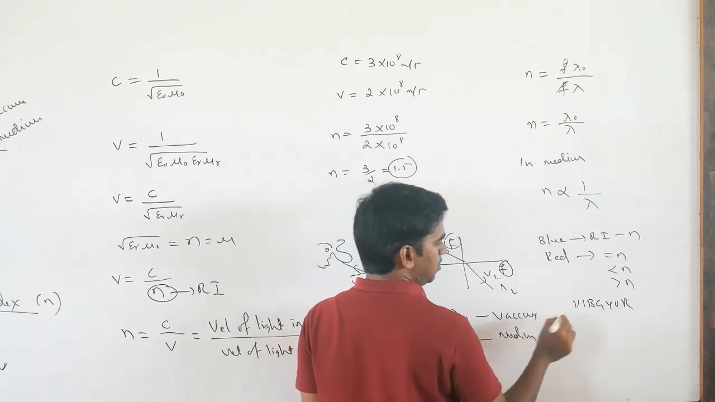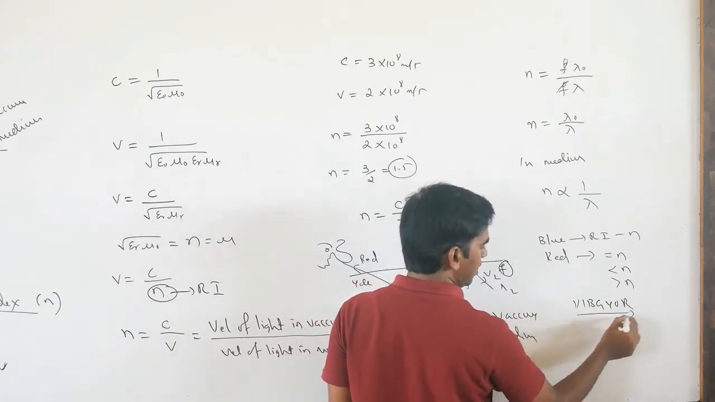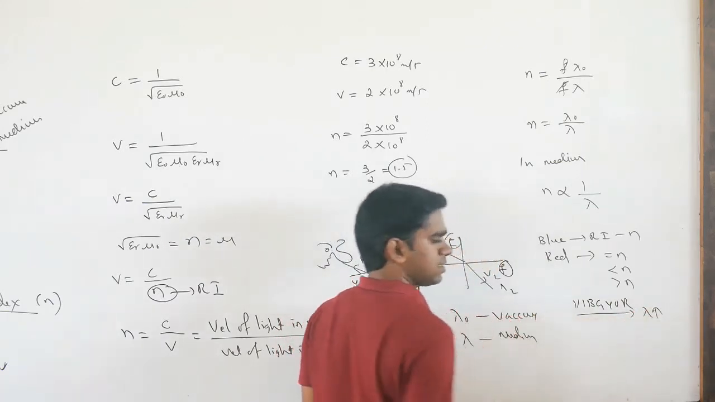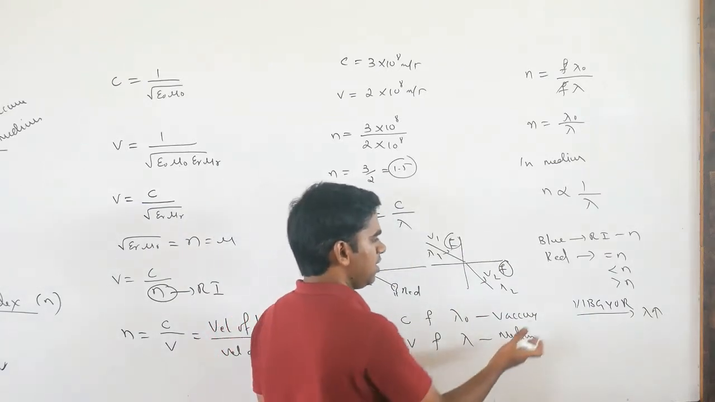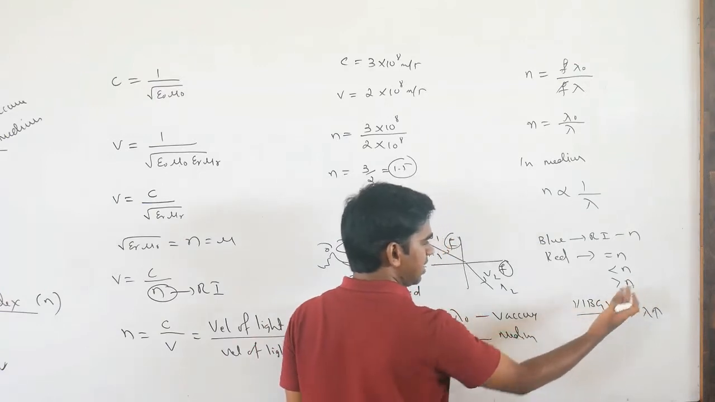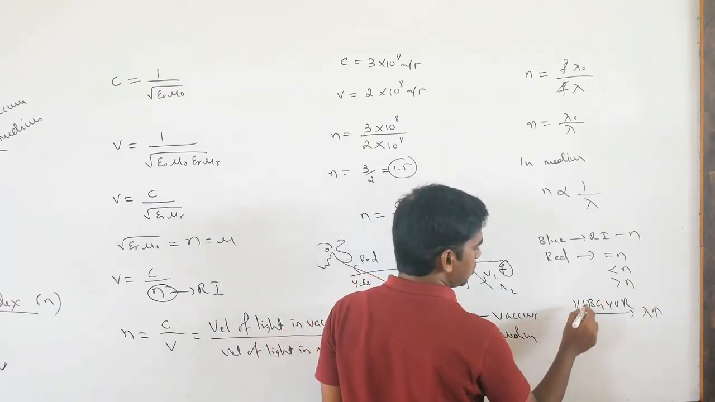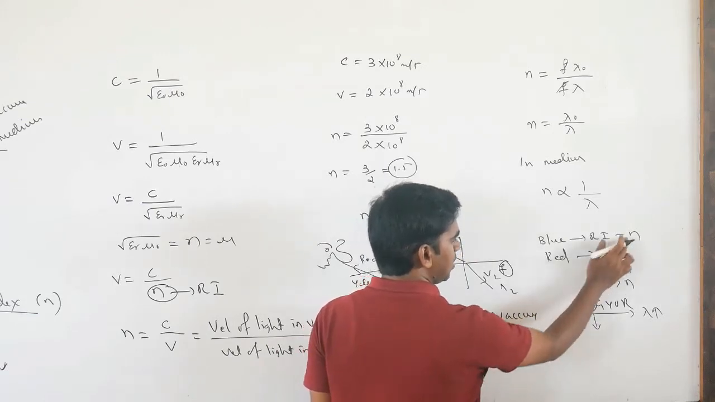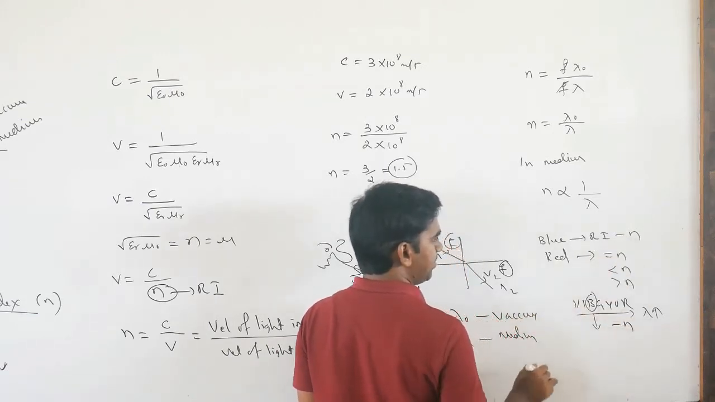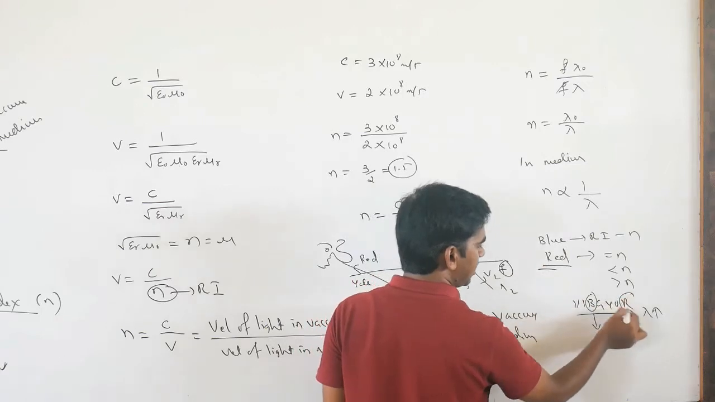We know that if you go from here to here, wavelength will increase, meaning around 4,800 angstrom to some 7,500 angstrom. So blue, they are giving. Blue is having lesser wavelength, so refractive index is n. Now if you come to red light, red is having what?